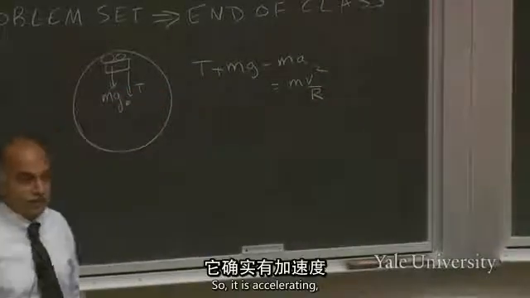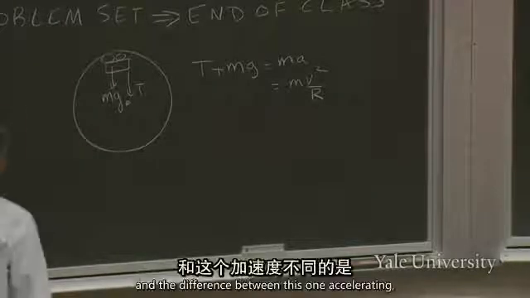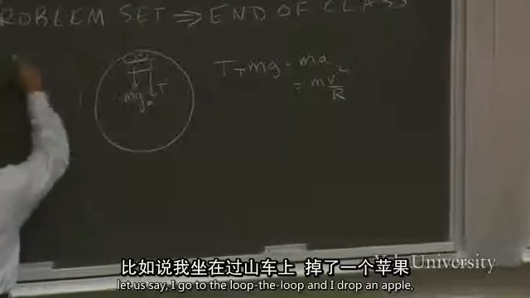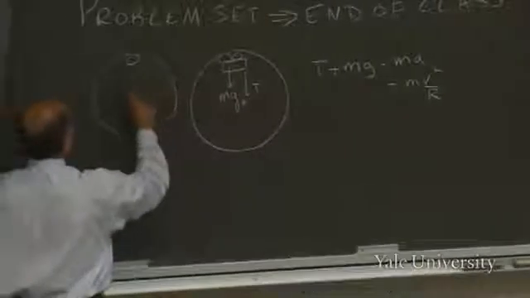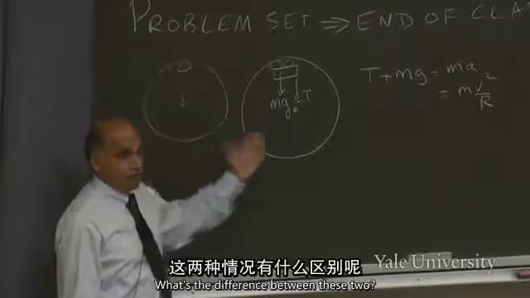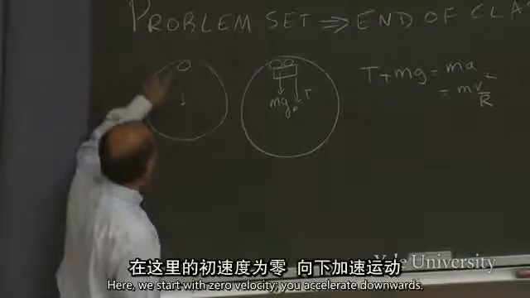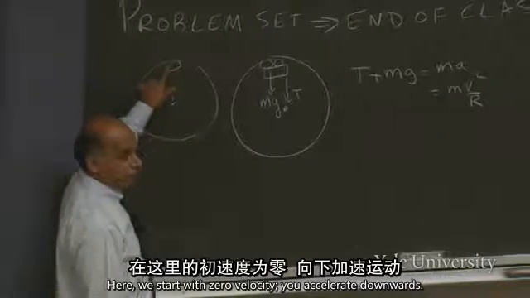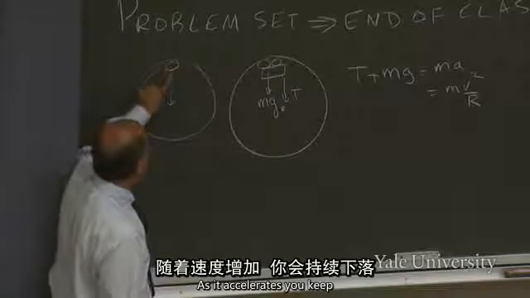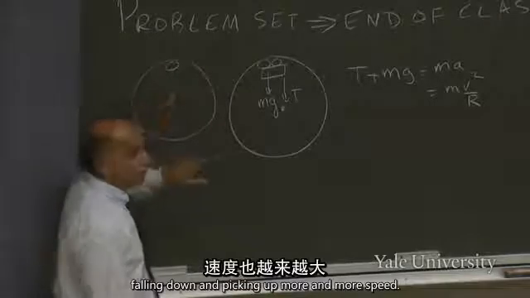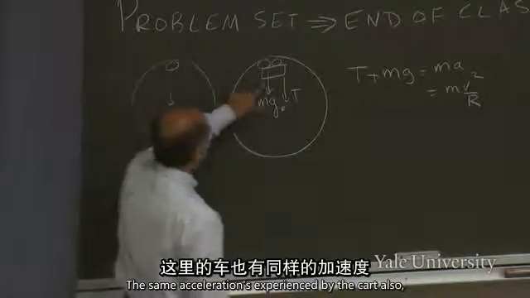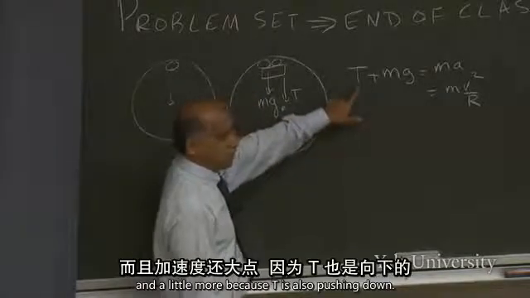So it is accelerating. And the difference between this one accelerating, and let us say I go to the loop, and I drop an apple. Forget the track. It's got mg acting down. It's accelerating too. What's the difference between these two? Here you start with zero velocity. You accelerate downwards. That means you pick up a downward velocity, as a result of which you keep falling down and picking up more and more speed. The same acceleration is experienced by the cart also, and a little more because T is also pushing down.